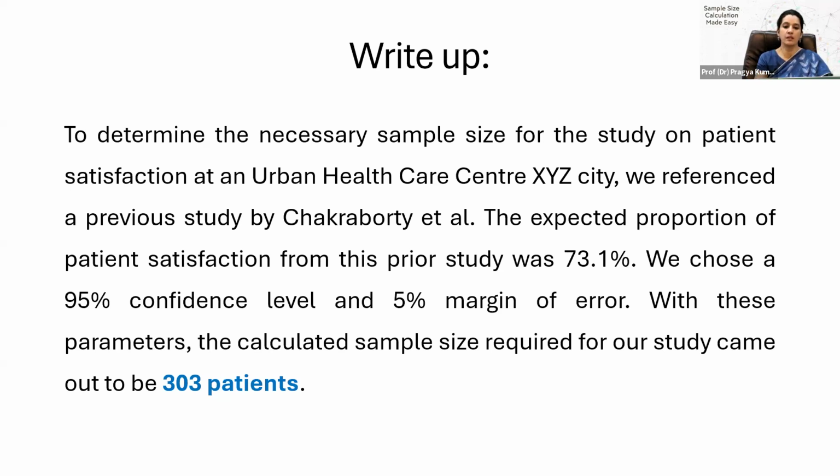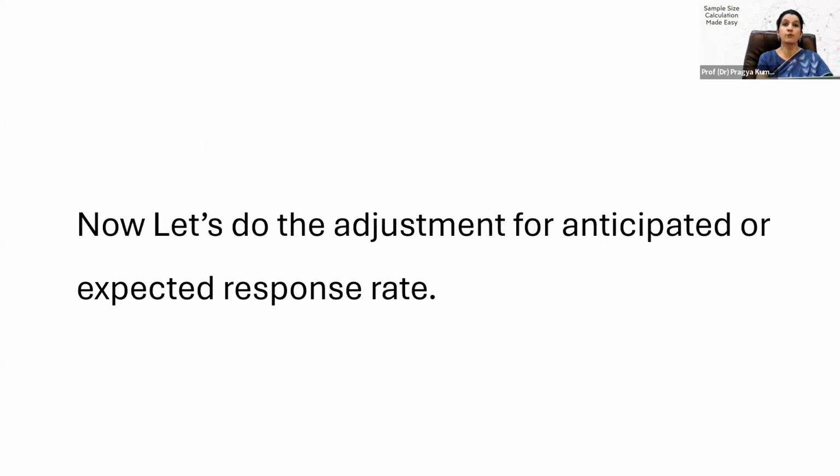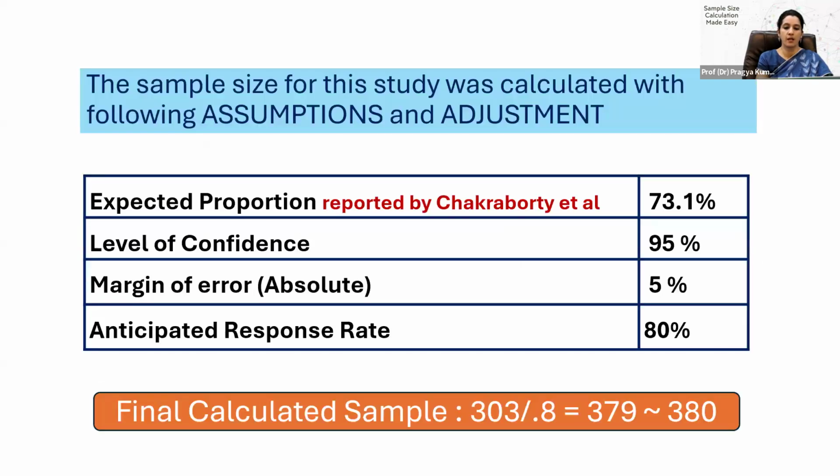With these parameters, the calculated sample size required for our study came to be 303 patients. That was the number of samples. But if I have to do the adjustment, like for response rate, how do I do that? If I'm expecting that the response rate will be 80%, I will divide this sample size by 0.8. So this will be approximately 380.